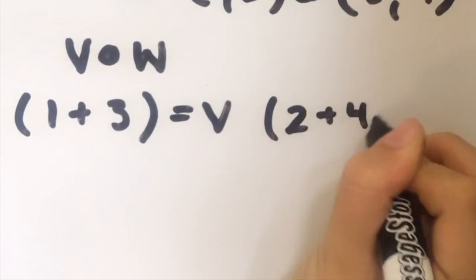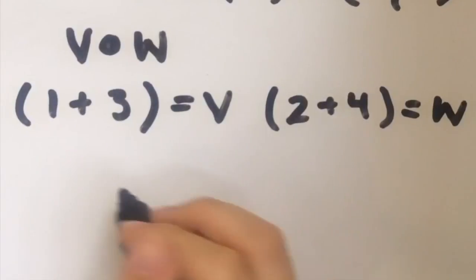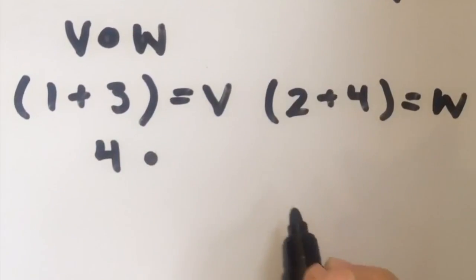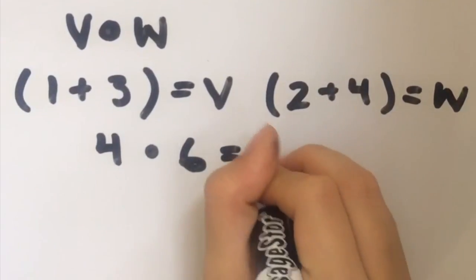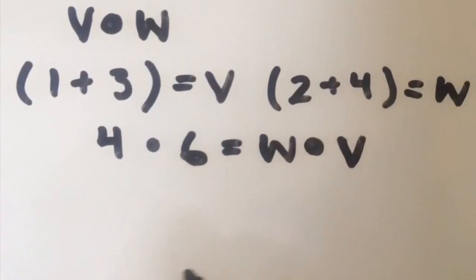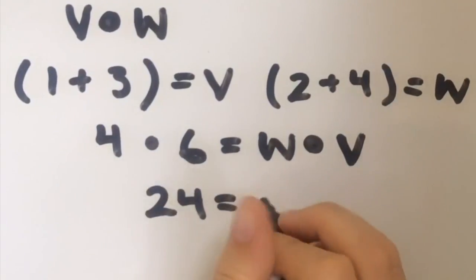So now we're just setting up our equation and putting the correct values in place. So 1 plus 3 is 4, and 2 plus 4 is 6, so 4 times 6 is 24, and that is your dot product.